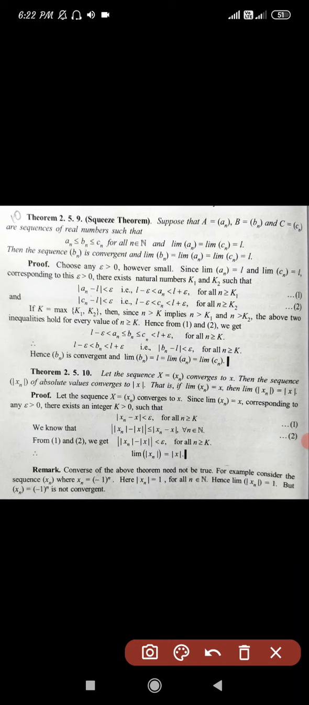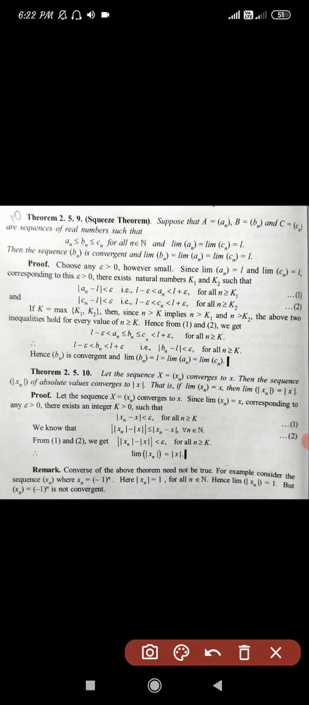If k is the maximum of k1 and k2, then since we choose n greater than k, which implies n greater than k1 and n greater than k2, the above two inequalities hold for every value of n greater than or equal to k. So from these two inequalities we can write that l minus epsilon less than an less than or equal to bn less than or equal to cn less than l plus epsilon for all n greater than or equal to k.